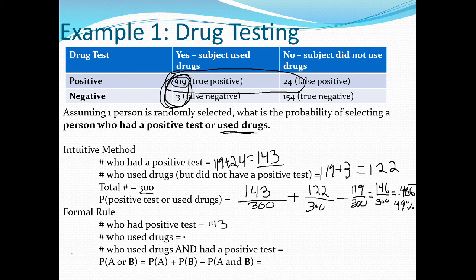Number of people who use drugs, well, 122. Number of people who used drugs and had a positive test, well, 119. And then again, you set up the same way. So there's really no difference between the formal and the intuitive rule. It's the same exact thing.